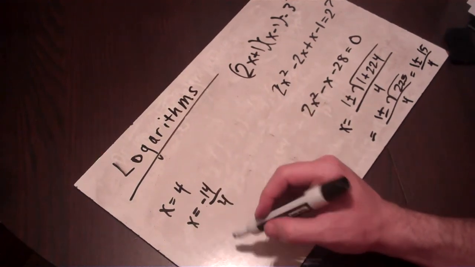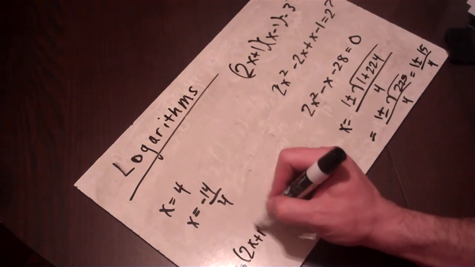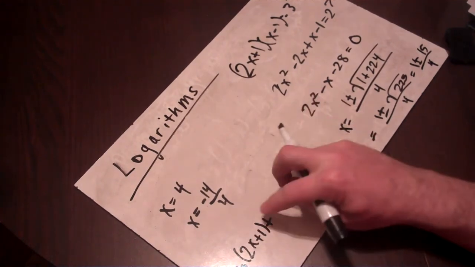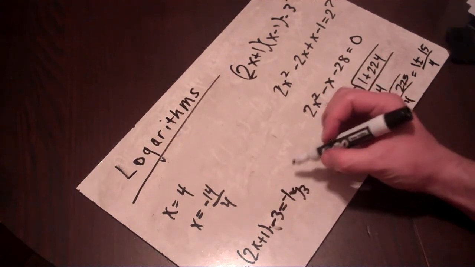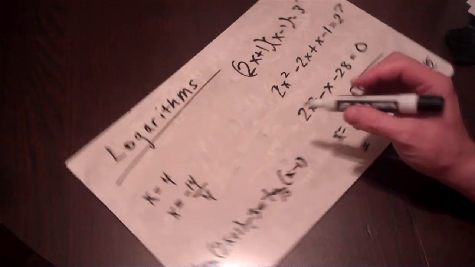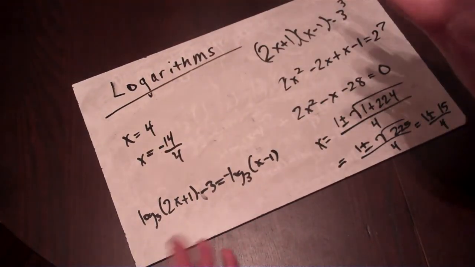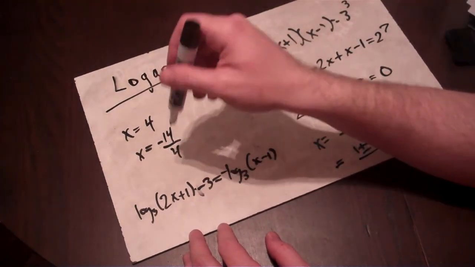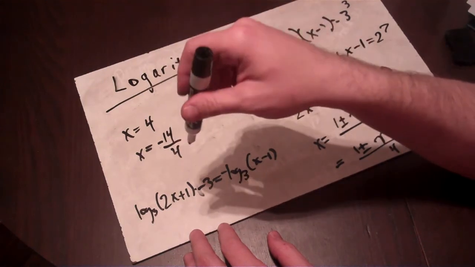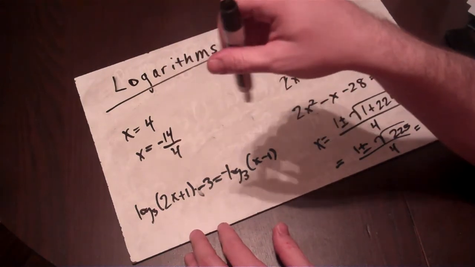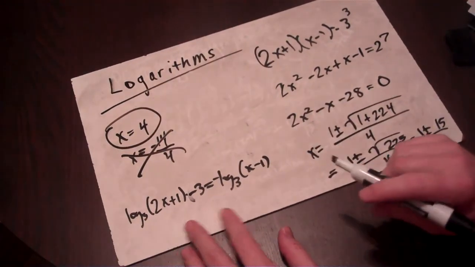Look back at the original equation. The original equation had log base 3 of 2x plus 1 minus 3 is equal to negative log base 3 of x minus 1. If I plug in the 4, I get 8 plus 1 is 9, and 4 minus 1 is 3. Those are both positive, so they're both in the domain. But if I plug in negative 14 fourths, times 2 is negative 14 halves, plus 1 is negative, so that's a domain issue. So my only real answer is x equal to 4.